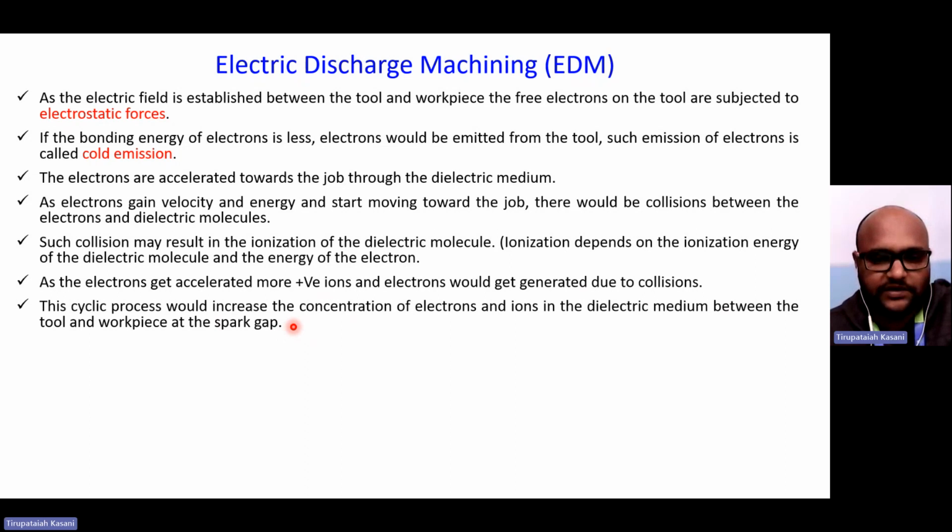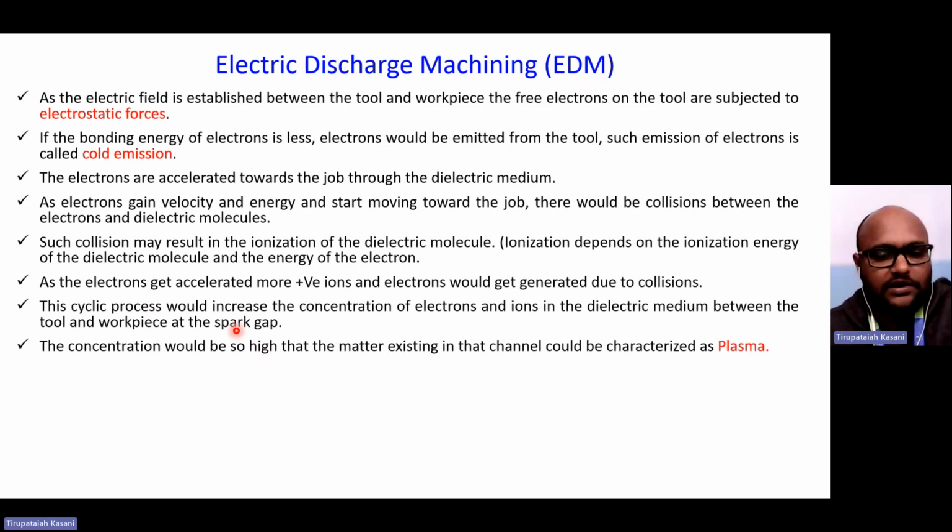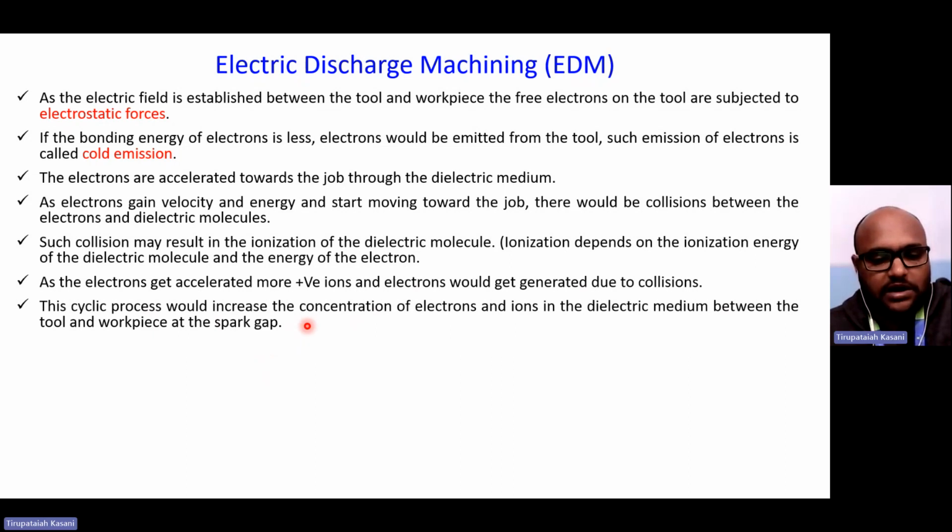At the spark gap, in the sense, the gap between the tool and the workpiece. The cyclic process means lakhs of molecules or ions will collide and will generate a number of positive ions and electrons. Further, in the same gap, the spark is generated.